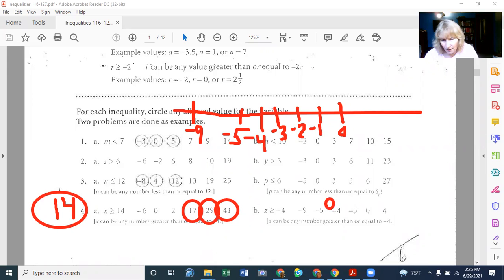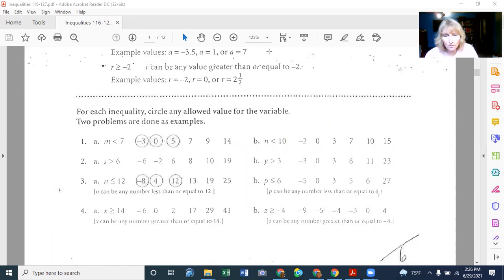-4 would fit the criteria because it is equal to -4. -3 would also fit the criteria because -3 is greater than -4. 0 is greater than -4. Those numbers are all to the right on the number line of -4. And then +4 is also greater than -4. So those would be the ones that meet the criteria on that one.